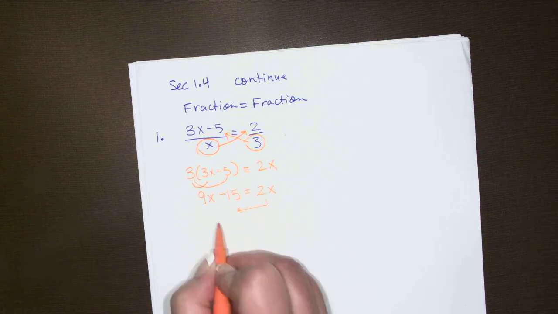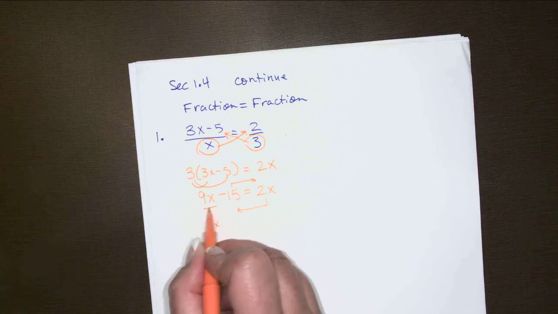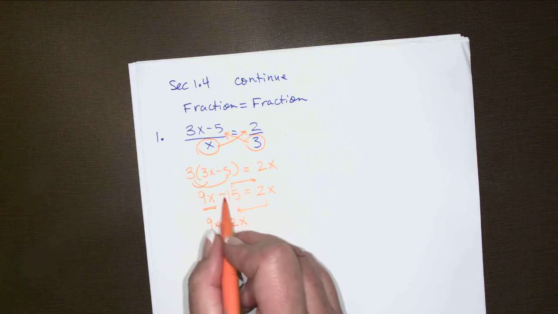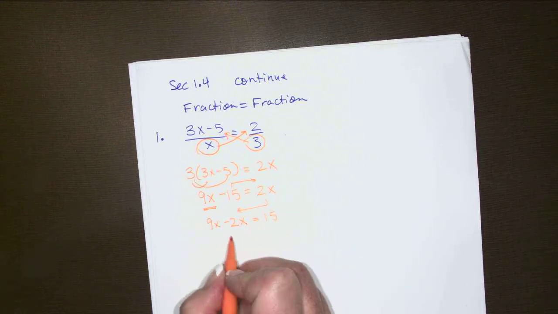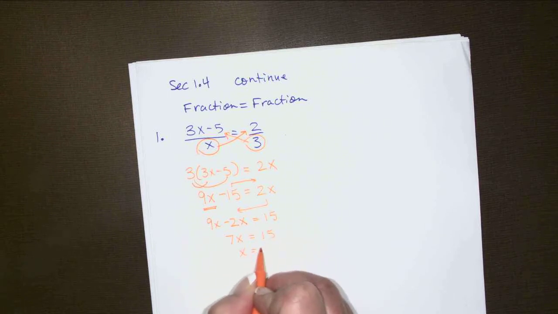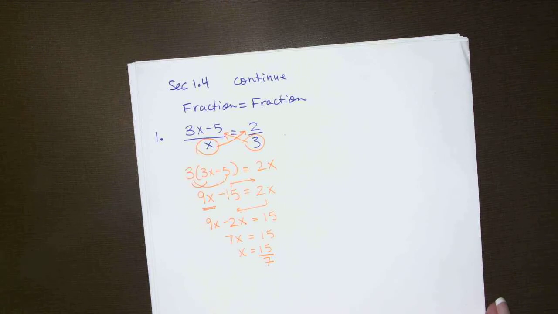X is to one side, numbers to the other. So the 9x is already on this side. Bring the 2 over, becomes a negative. That's a negative 15 on the left, so on the right will be a positive 15. Over 7.